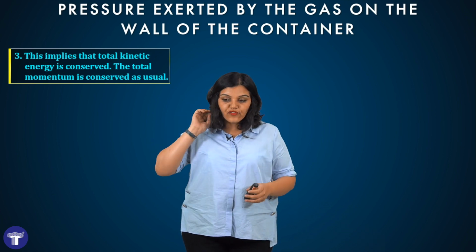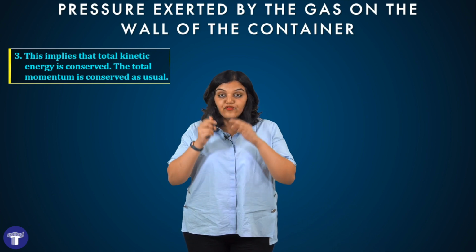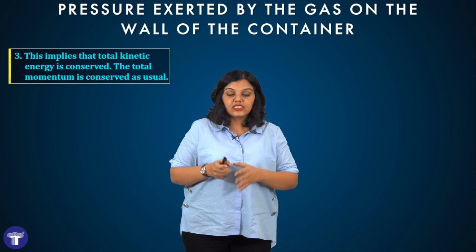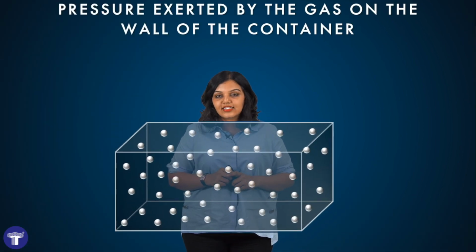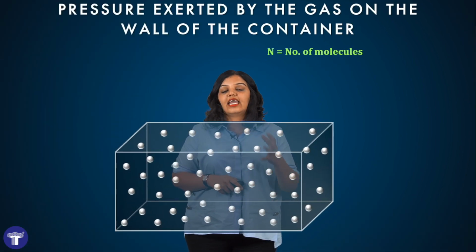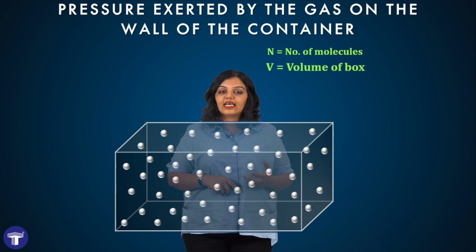I'm saying that if I want to find out the pressure exerted by the gas molecules on a container, first I will take a look at the pressure exerted on one wall of the container. So now let's start with this understanding. We're saying that a box has N, the number of molecules, and the volume of this box is what I will call capital V.